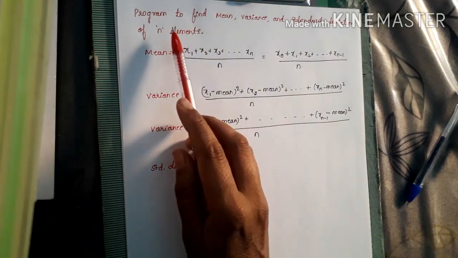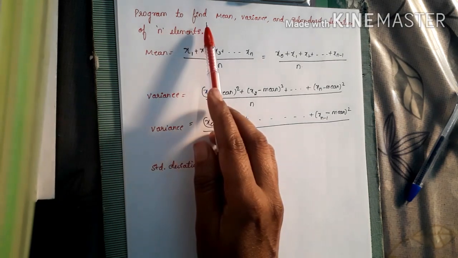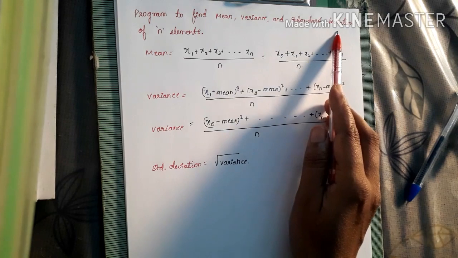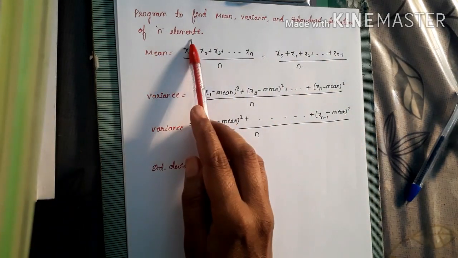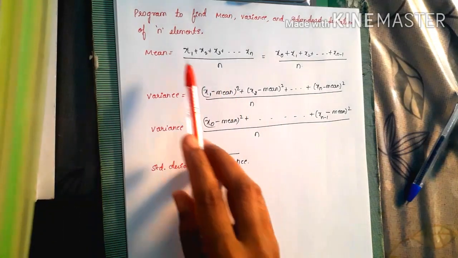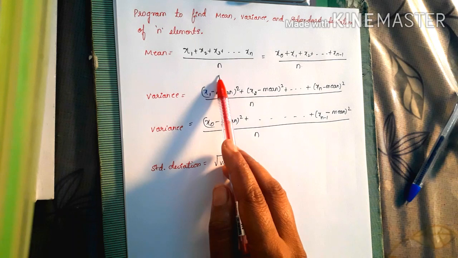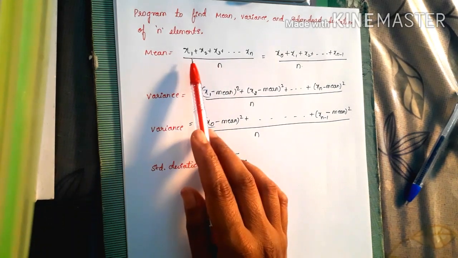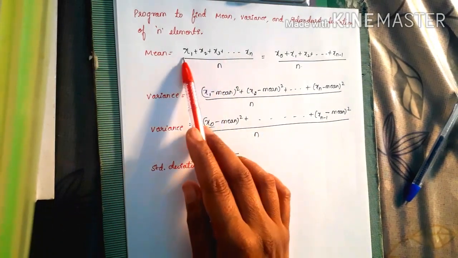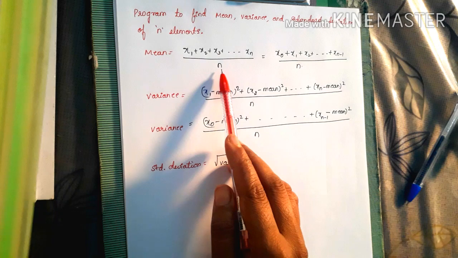Hi friends, in this session you are going to learn how to write the program to find mean, variance and standard deviation of n elements. Mean is sum of all the elements of the array divided by n. So that is, if I have taken n elements x1, x2 up to xn, sum is x1 plus x2 plus x3 up to xn divided by n.